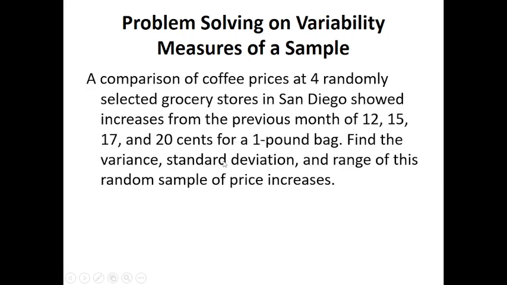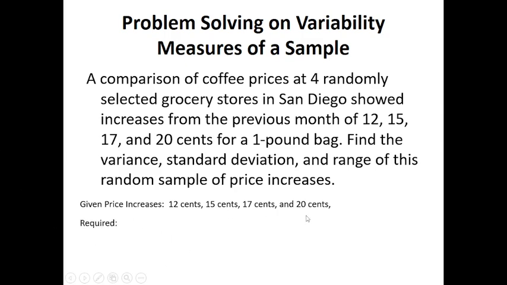Problem solving on variability measures of a sample. So we have this example. A comparison of coffee prices at four randomly selected grocery stores in Santiago showed increases from the previous month of 12, 15, 17, and 20 cents for a 1 pound bag. Find the variance, standard deviation, and range of this random sample of price increases. So here are the price increases.